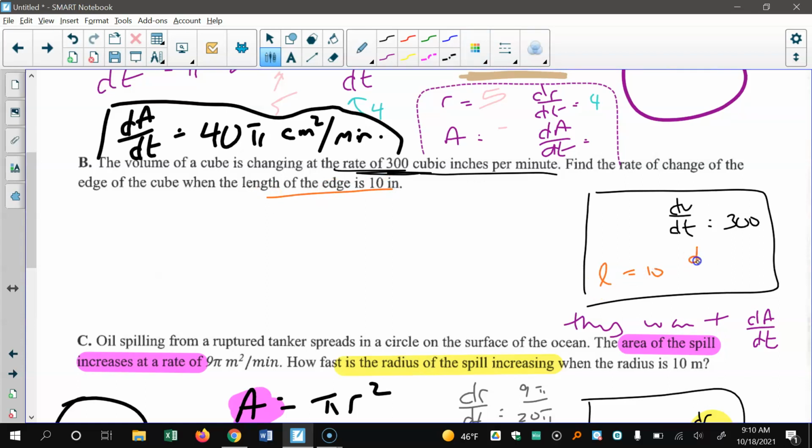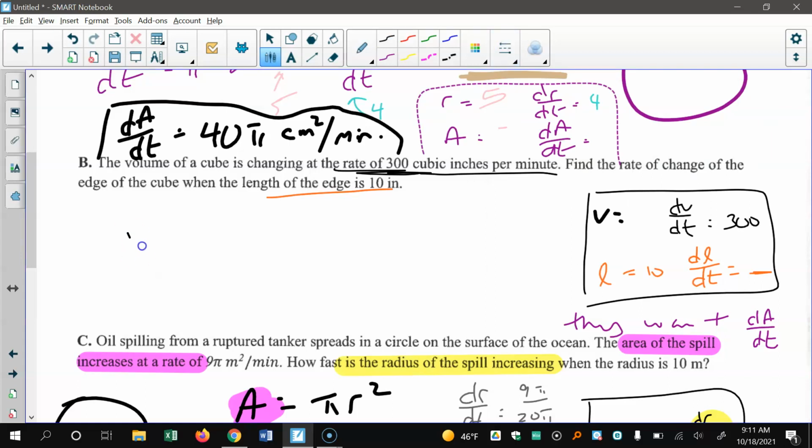So let's just do dL/dt. And it looks like it says find dL/dt, so we don't know what that is. It also says the volume here. Actually, I don't know what the volume is. And do I have to know? I don't know if I need to know the actual volume of the cube at that time. I don't think that's going to help me take the derivative, because let's see what happens.